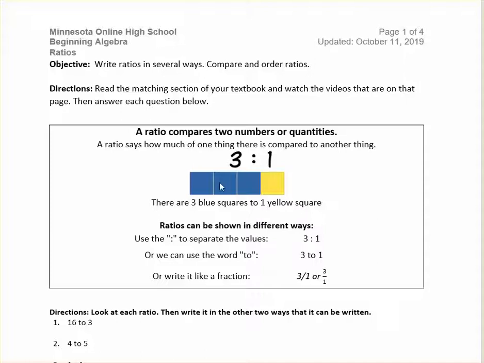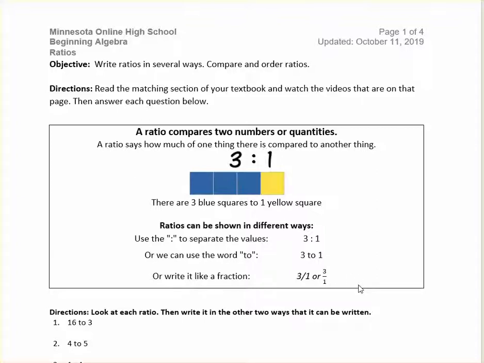For example, in this image, we have 3 blue squares to 1 yellow square, so we can write a ratio as 3 to 1. So there's 3 ways to write ratios. One is using the word to, like I just said, 3 to 1. Another way is putting a colon in between the two numbers, 3 to 1, but you put a colon there. And the other way is to write it like a fraction, 3 over 1.